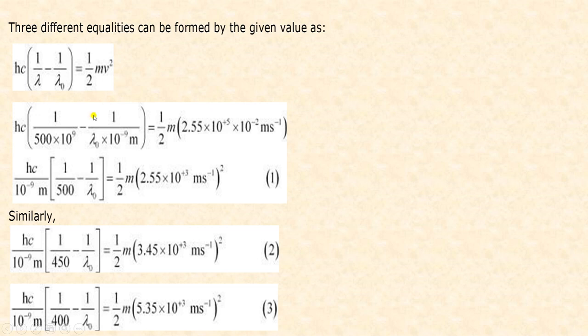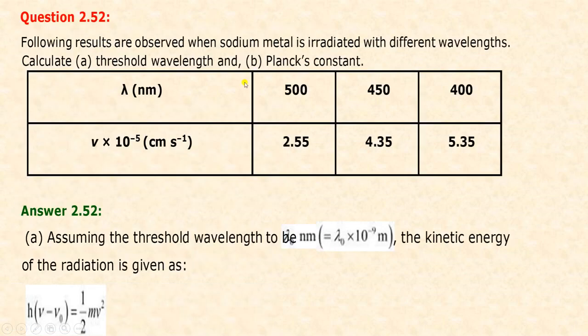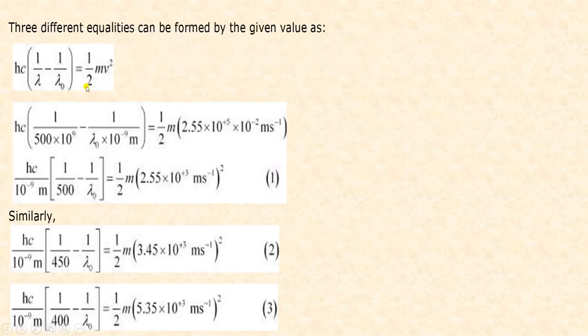Now you will put values. Now the value of lambda is 500 into 10 to the power minus 9, you can see in the table, to convert it into meter. Now we don't know the threshold wavelength, so here we will put this value, lambda naught into 10 to the power minus 9 meter. We have assumed it. Now velocity is given in the table. When you solve it, it will become like this. This is equation number 1.